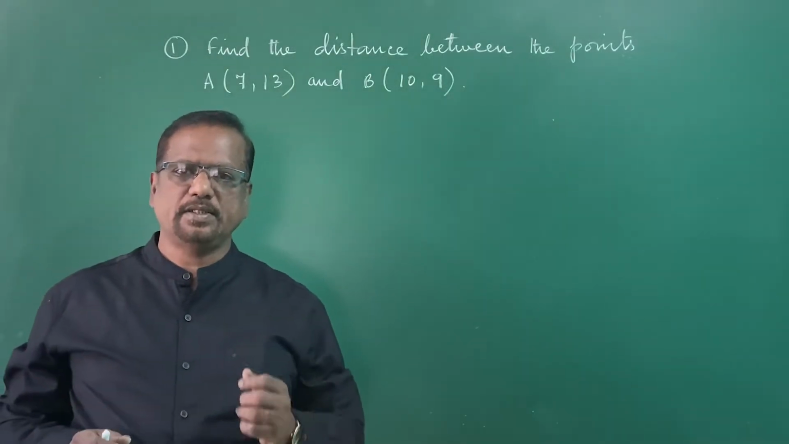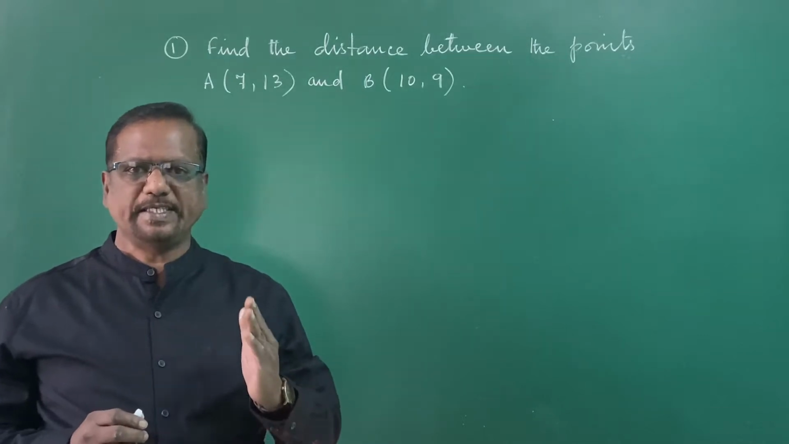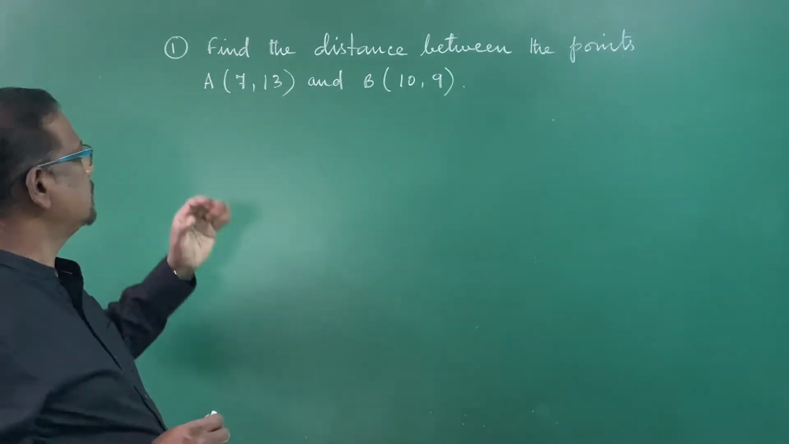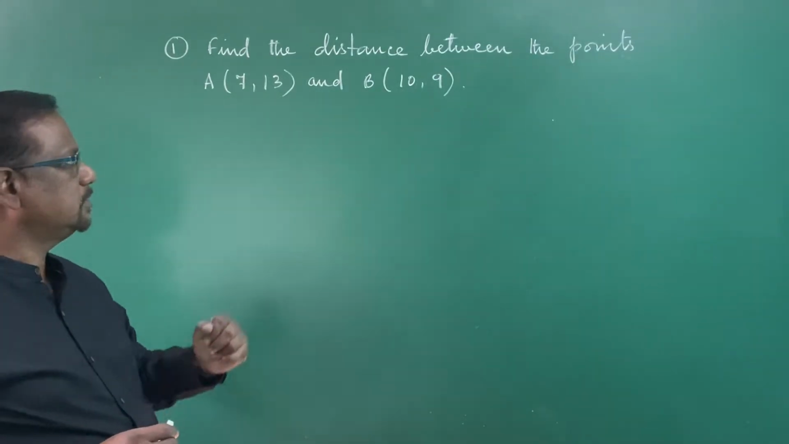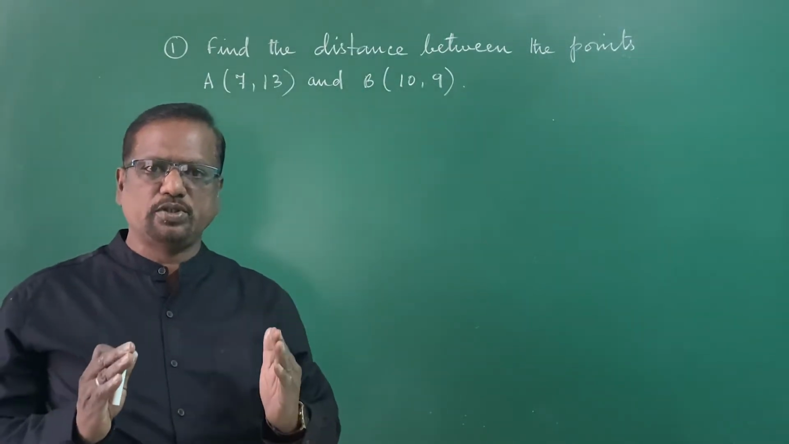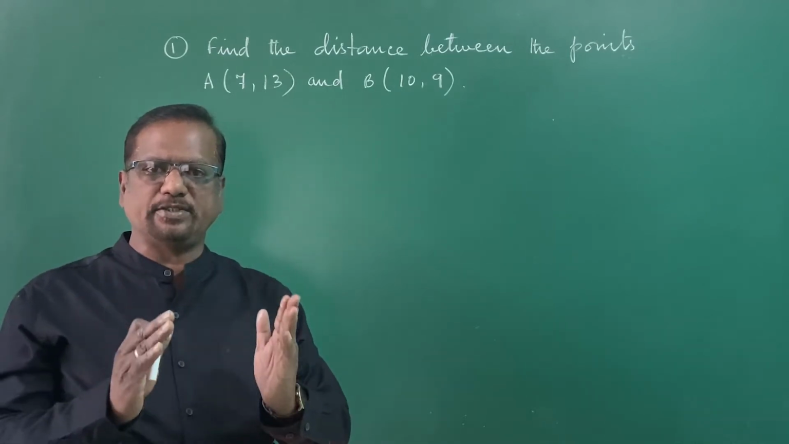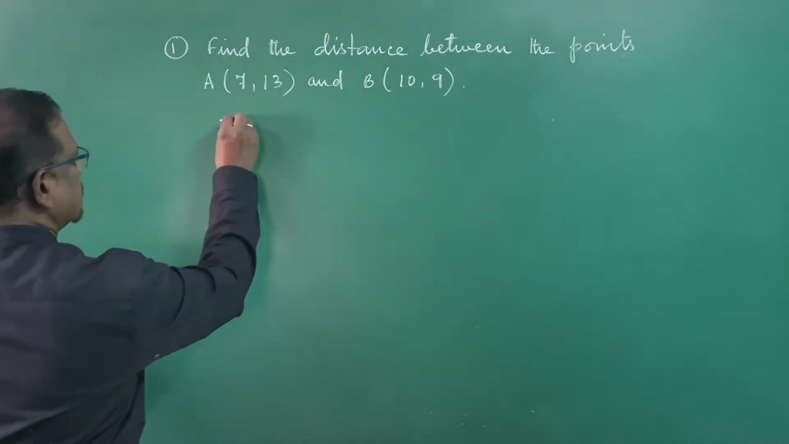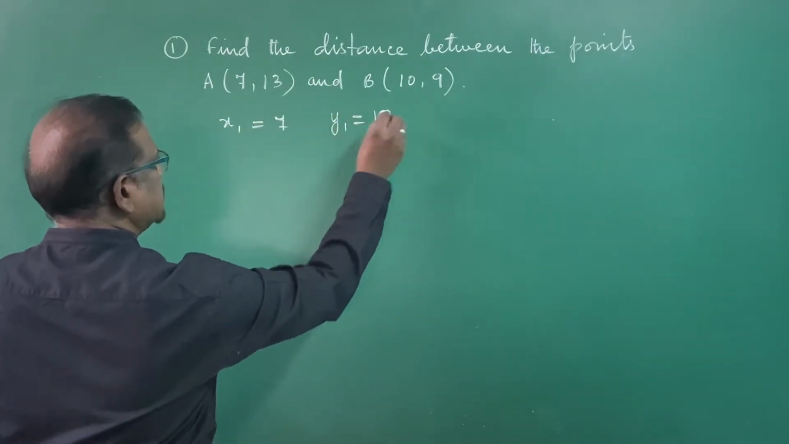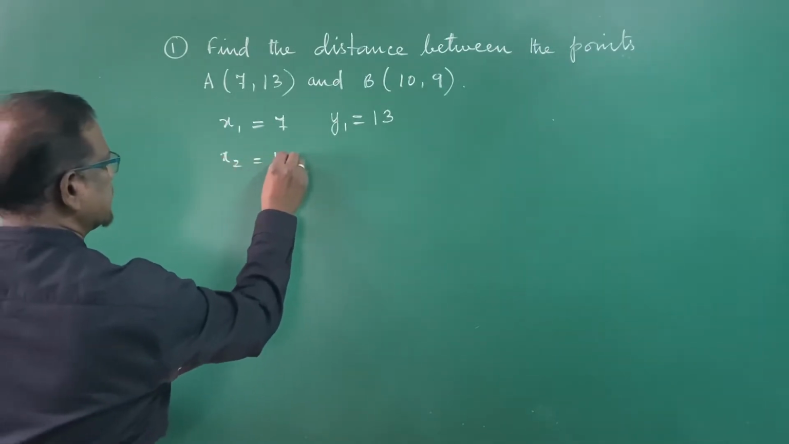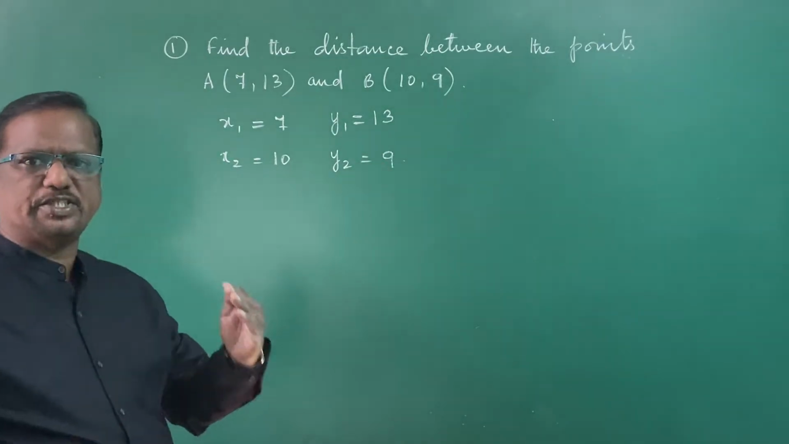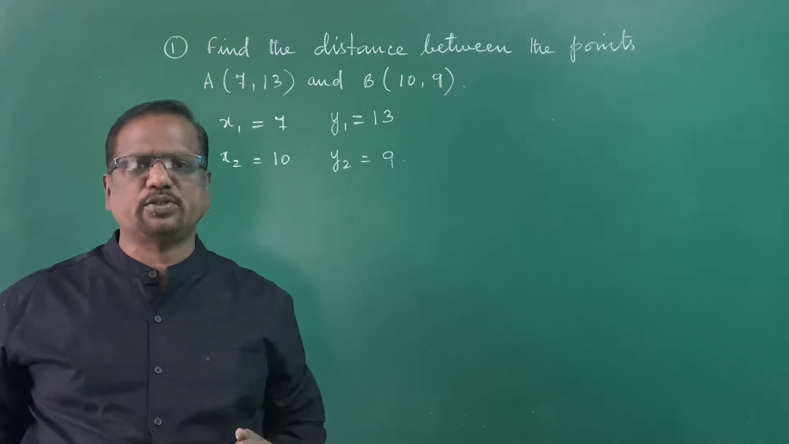Now let us start with the simplest form of application of the distance formula. Find the distance between the points A (7, 13) and B (10, 9). First, let us list it out. What is x1, y1, x2, y2? x1 is equal to 7, y1 is equal to 13, x2 is equal to 10 and y2 is equal to 9.